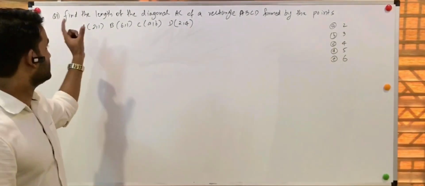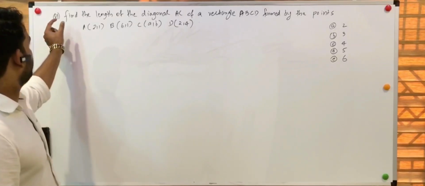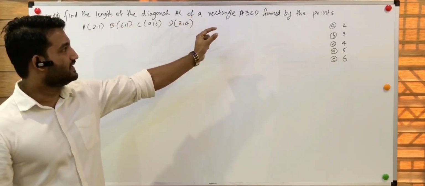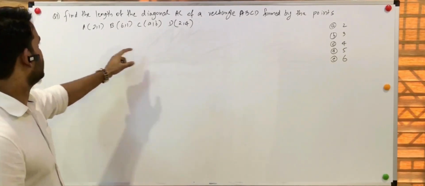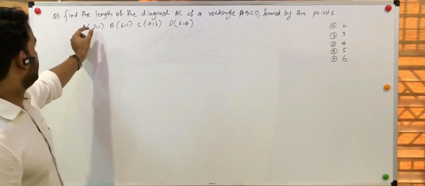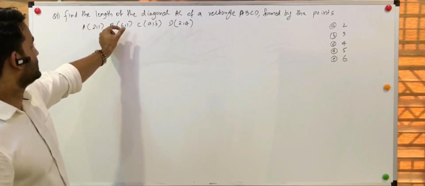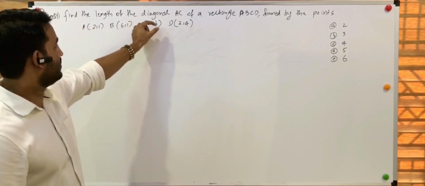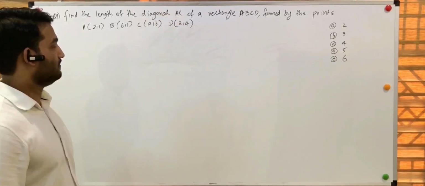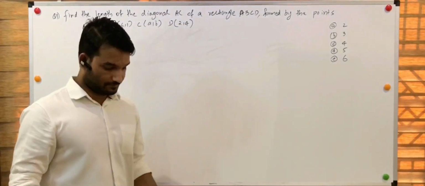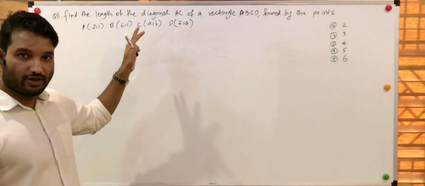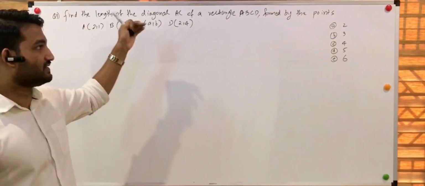This is the first question. Find the length of the diagonal AC of a rectangle ABCD formed by the points A (2, 1), B (6, 1), C (a, b), which is unknown, and D (2, 4). We know this is a question from coordinate geometry and the chapter straight lines.